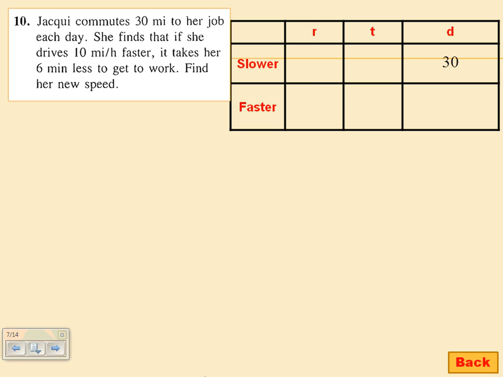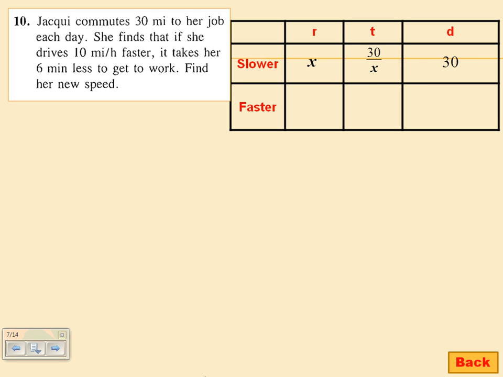So I'm going to put 30 for her slower distance. Do we know how fast she goes originally at her slower speed? The answer is no, so I'm going to put X there. So what's her time? Well, her time is basically the distance divided by her rate, which is 30 over X. So that's how I set up her slower speed: X, 30 over X, and 30.